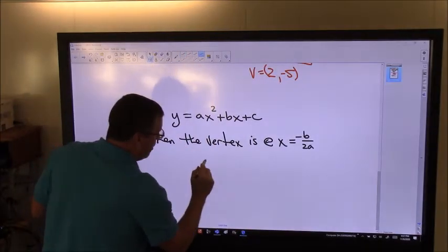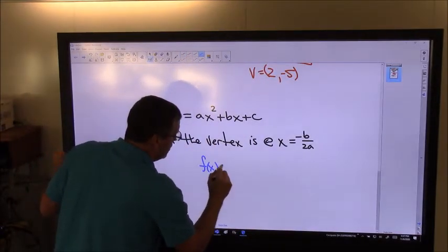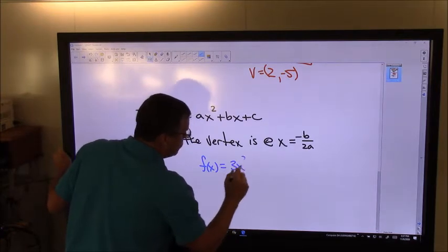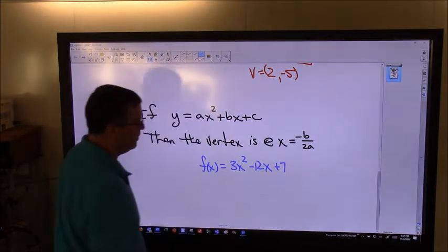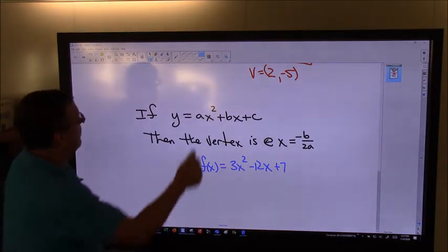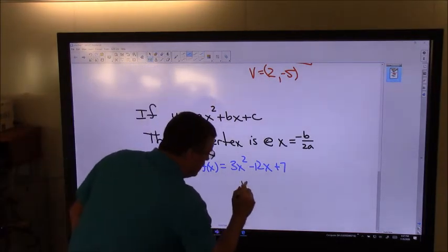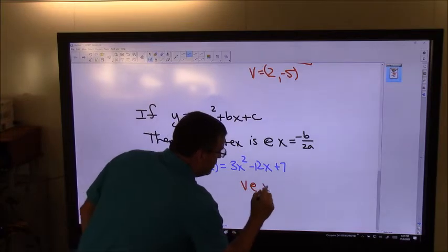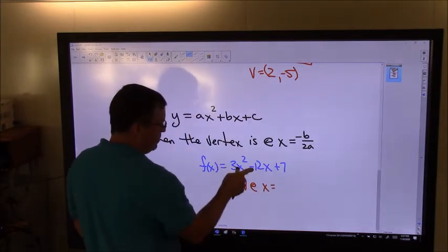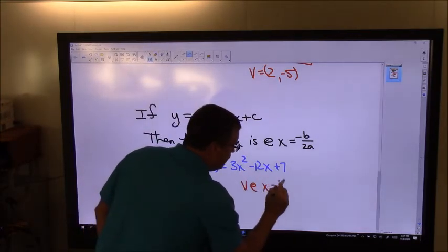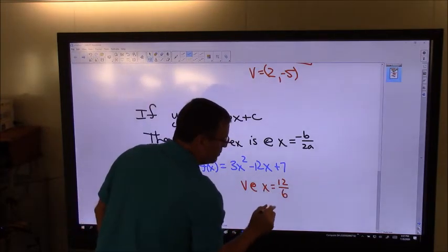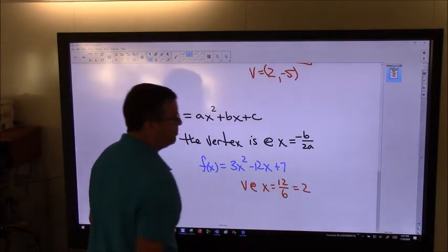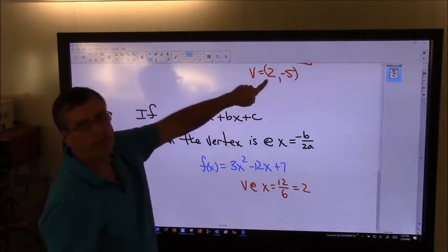So in that last problem, f of x equals 3x squared minus 12x plus 7. If I want to find the vertex, I could just say that the vertex is at x equals the opposite of this, which is 12, divided by twice this number, which is 6, which is 2. And that's what we said.